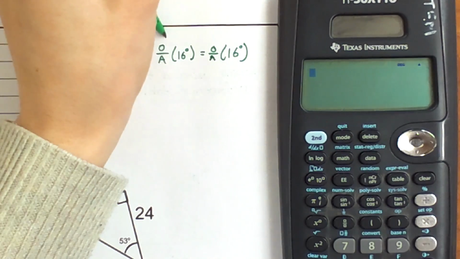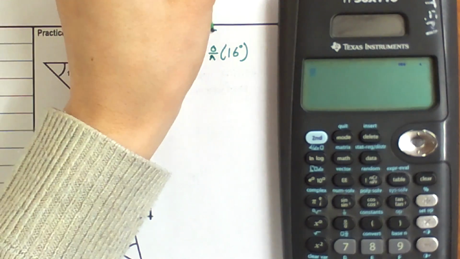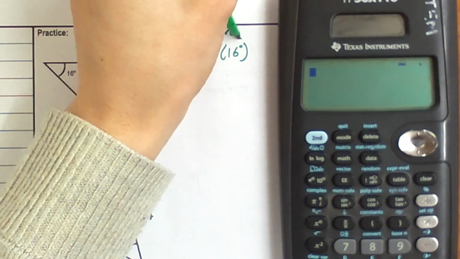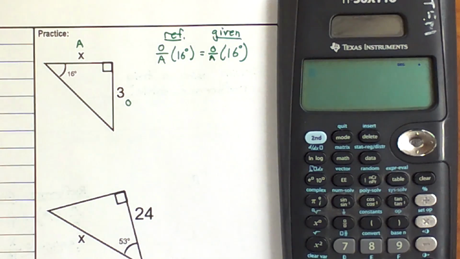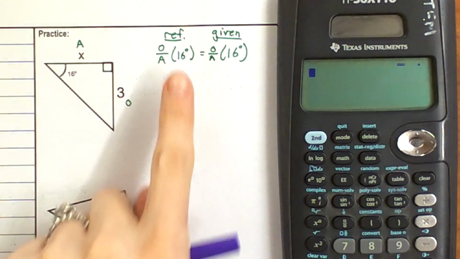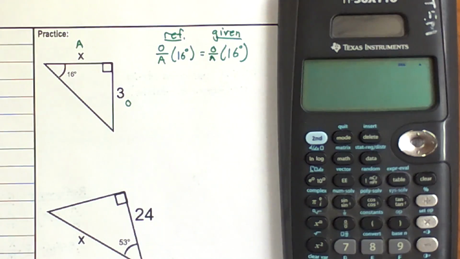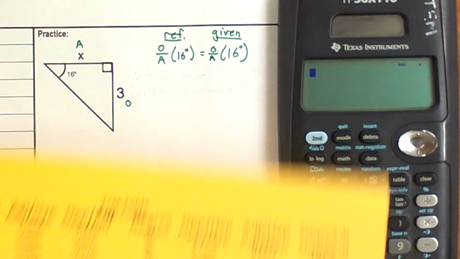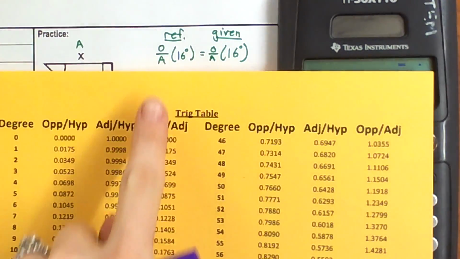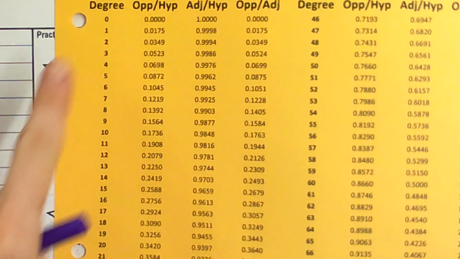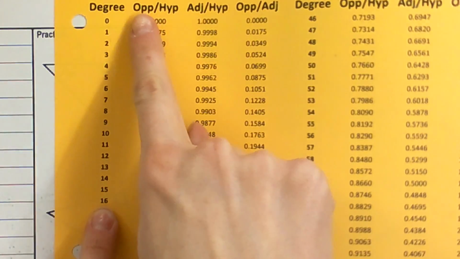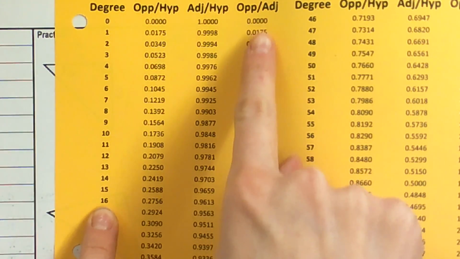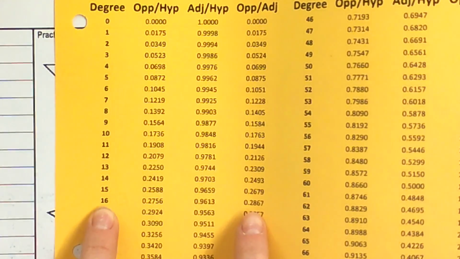And this is going to be my reference side. This is my given side. I like to write that on there every time so I don't kind of goof it up at all. So back to my reference table, I'm going back over here, and so I need O over A for 16 degrees. So we're going down to 16, and we need O over A. So match these two up.